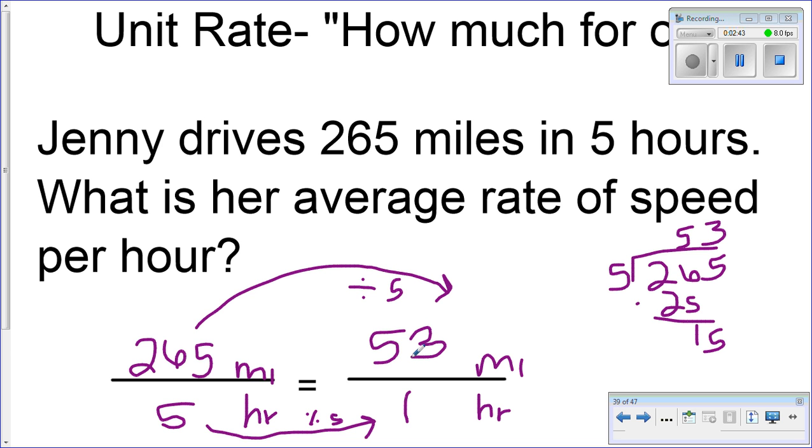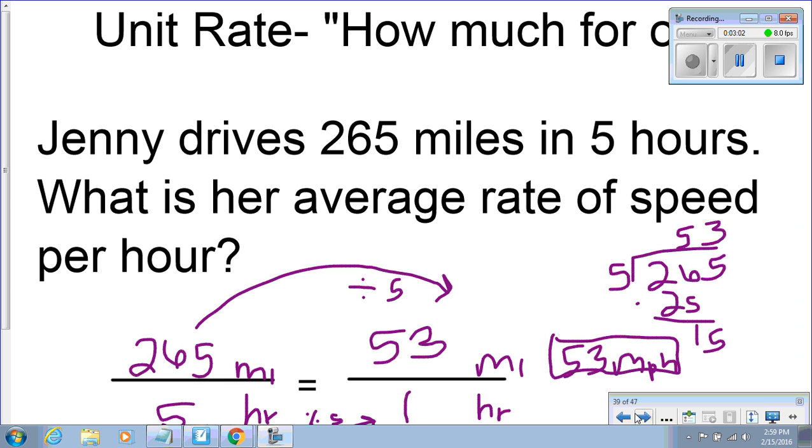But remember, a rate includes 2 units. So my final answer here is going to be 53 miles per hour. Abbreviating miles per hour is mph. So here is my final answer there.